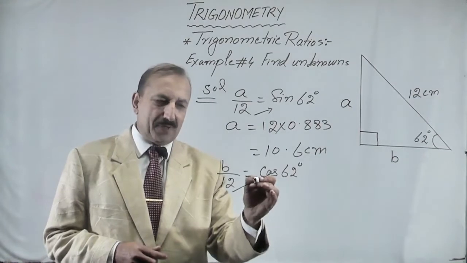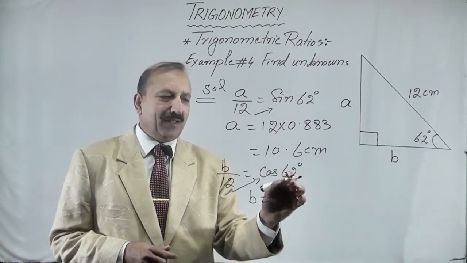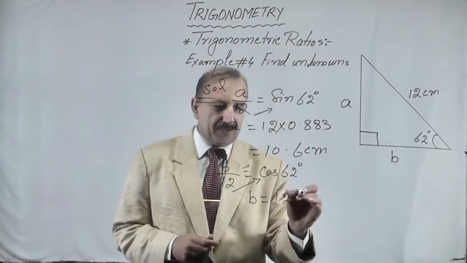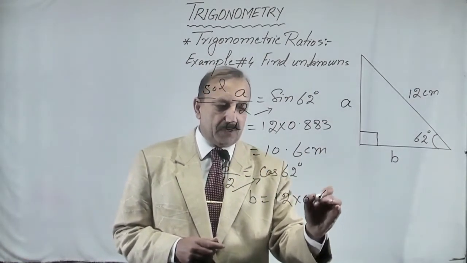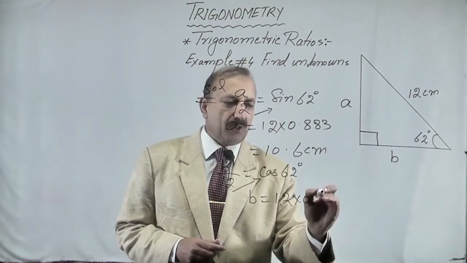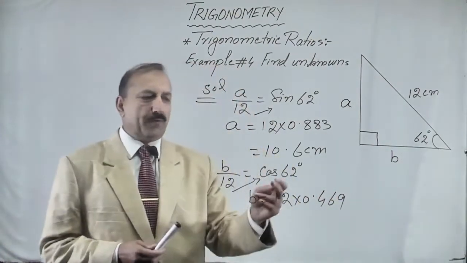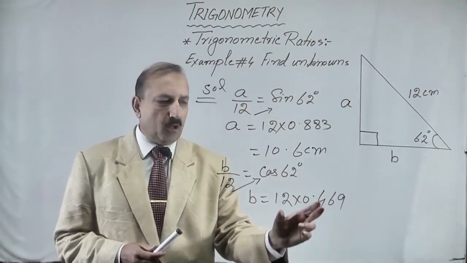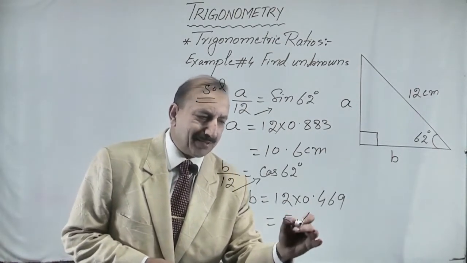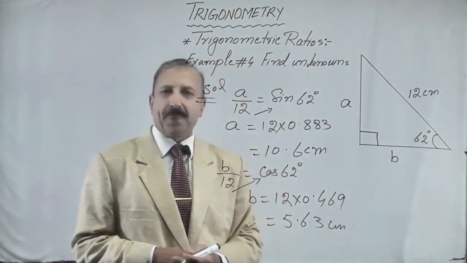Again, we will cross multiply, and b will be equal to 12 into the value of cosine of 62, that is 0.469. This is the value of cosine of 62. Now multiply these two, and we will get the answer 5.63, my dear student, centimeter.